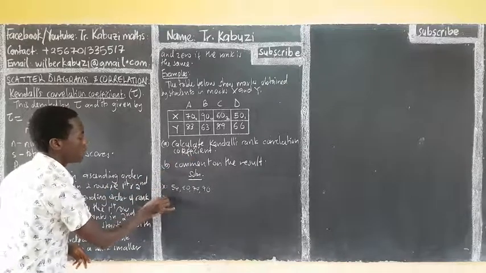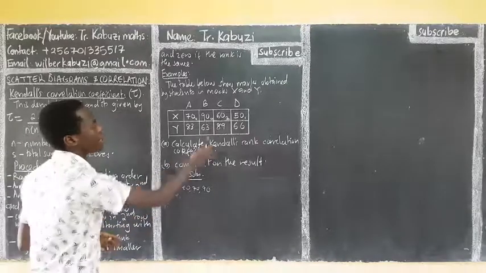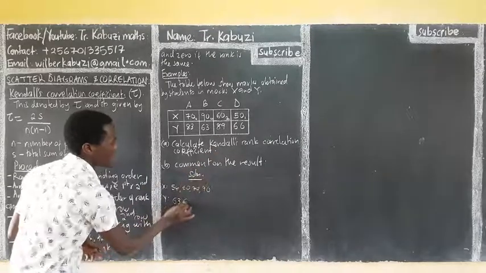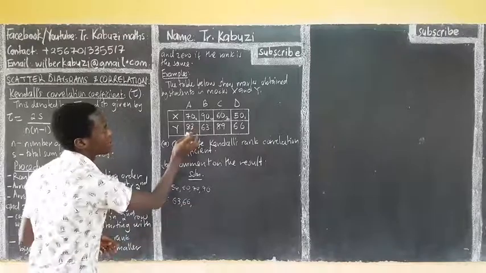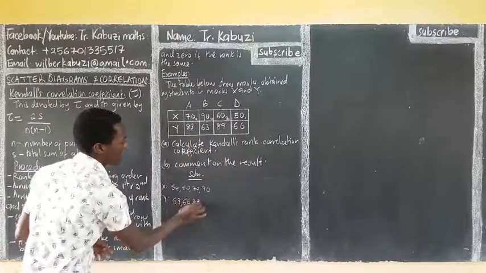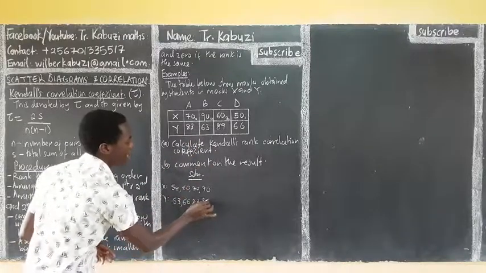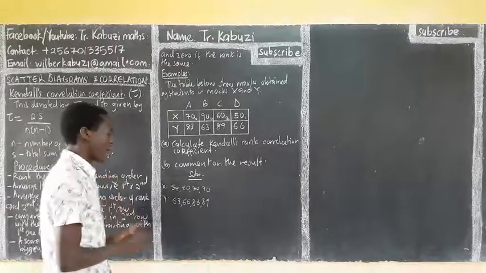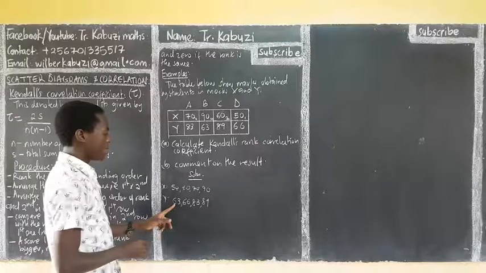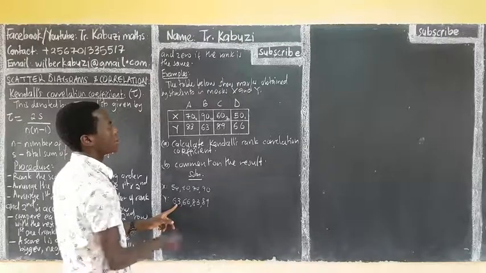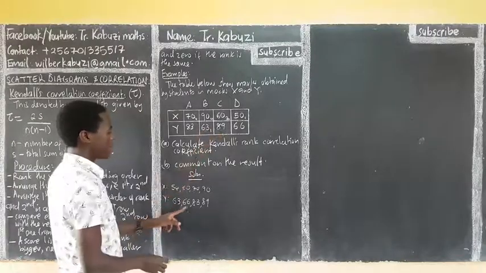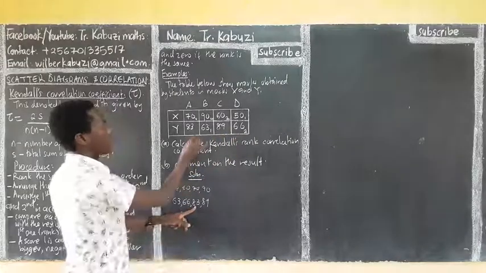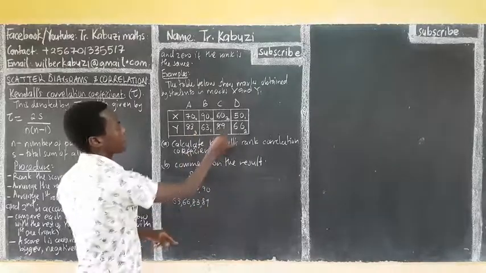You also arrange Y in ascending order, from the smallest to the biggest, ending with 89. Here we arrange them in ascending order. So from here, this one is going to take position 1 because it is the smallest, this one will take 2, this one will take 3, and this will take 4.